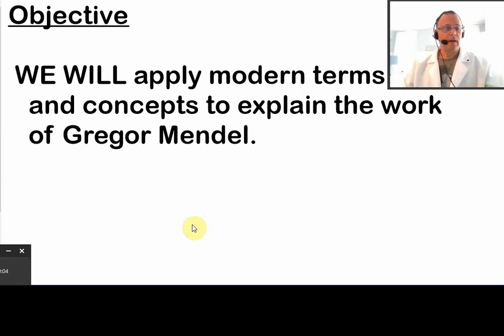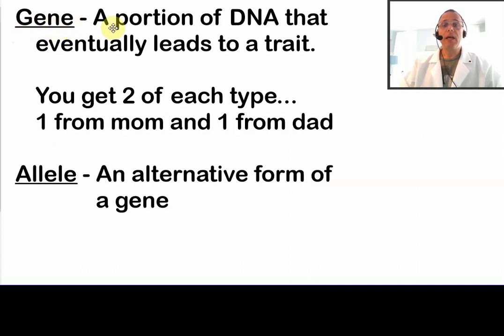The objective of this lesson, we will apply modern terms and concepts to explain the work of Gregor Mendel. First, to the terms. Gene, a portion of DNA that eventually leads to a trait. So we know that the truth really is that genes are a portion of DNA, and that DNA leads to a protein, and it's the proteins that lead to the traits.